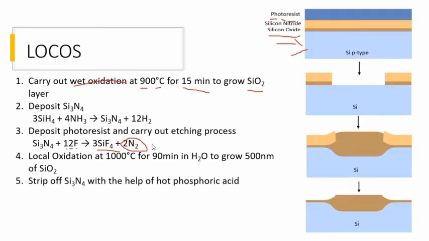And over that we will be forming the photoresist. The compounds of the silicon photoresist are shown in the chemical equation. And now there will be two processes, that is photolithography and etching.